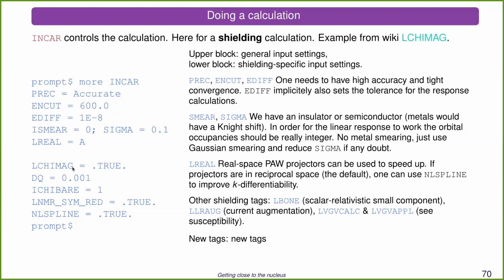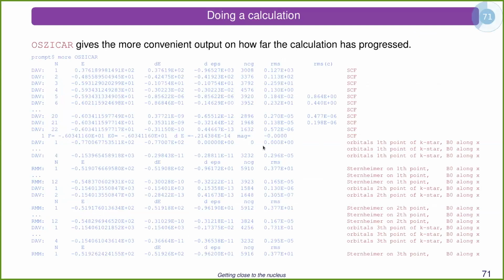Other tags that are not here and which are NMR specific are the LB1, which next to the big component also reconstructs a little bit of the small component in a scalar relativistic calculation. It's a small effect. Typically, we don't use it, but you can do it. You have this two-center thing. I already discussed that. And you have what you use for your susceptibility. It can be the VGV, it can be the PGV. There are also new tags, they will come later.